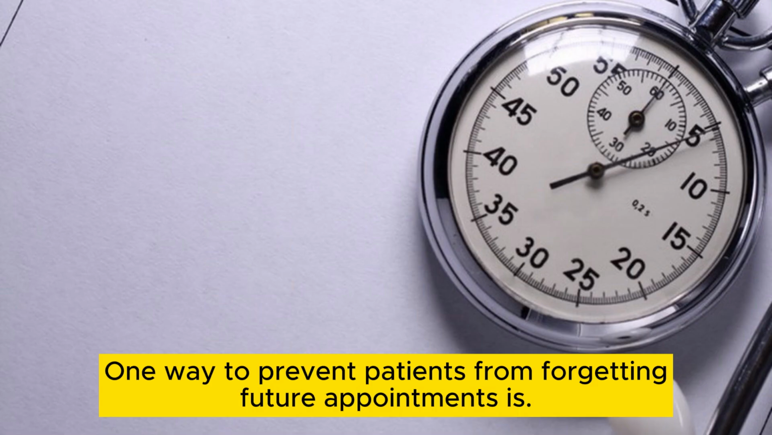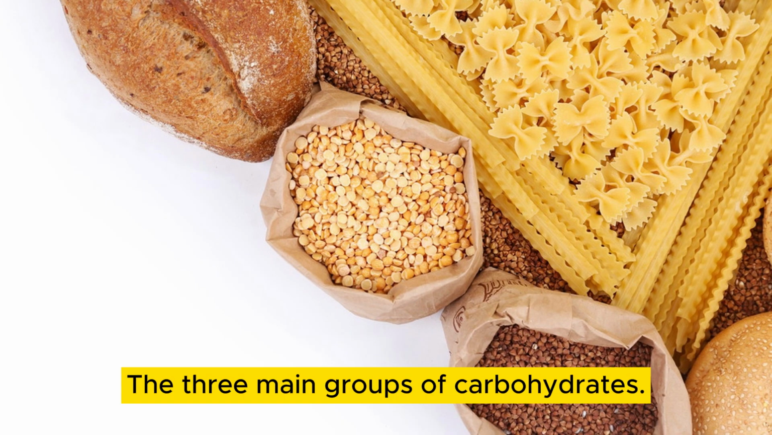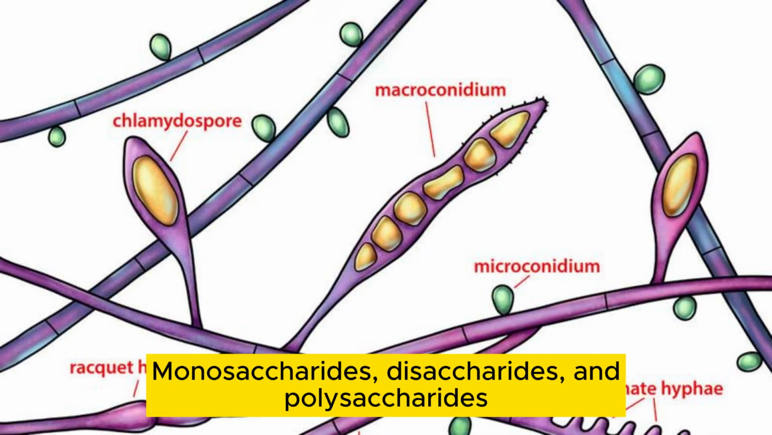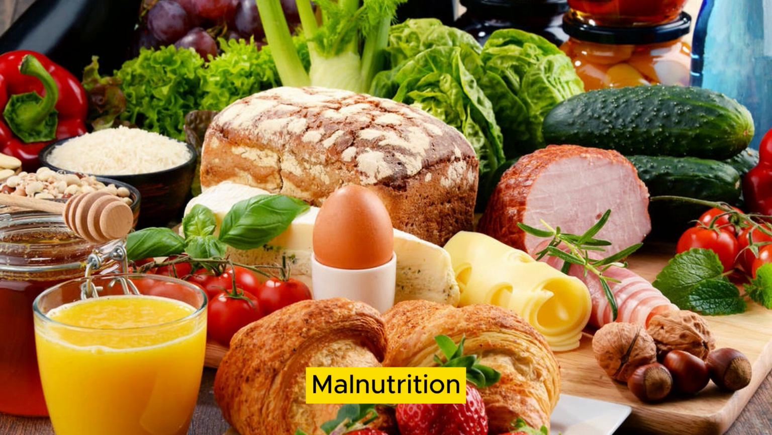One way to prevent patients from forgetting future appointments is to call the day before the appointment. Use appointment cards. Don't book more than 2 weeks in advance. The 3 main groups of carbohydrates: monosaccharides, disaccharides, and polysaccharides. An inadequate supply of essential nutrients in the diet may result in malnutrition.